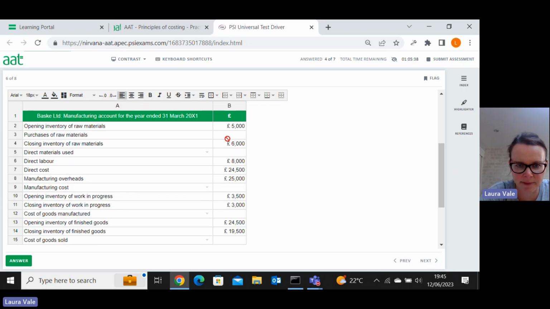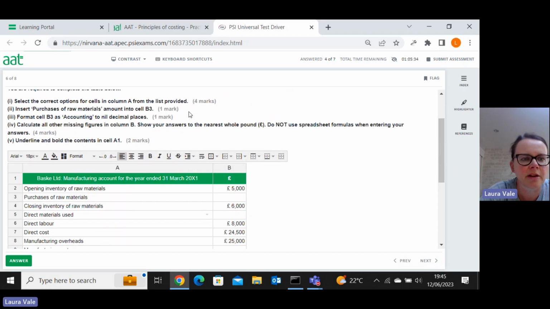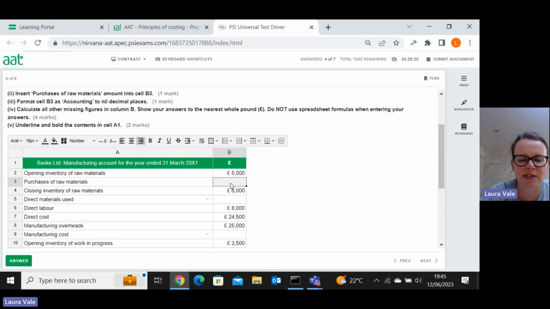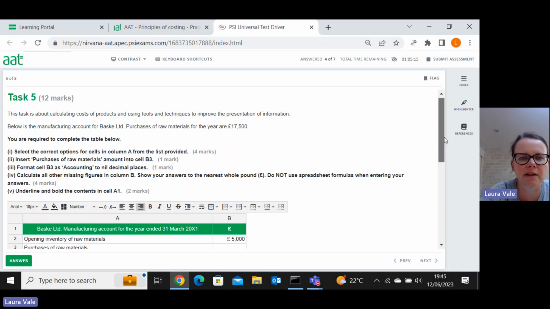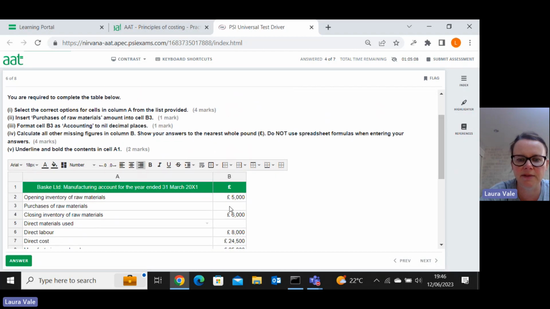Right, so let's fill it in. So what's it actually asking us to do? I forgot we're doing it as a spreadsheet. So I've done that. Insert purchases of raw materials amount into cell B3. So it would appear that I've literally just got to work it out on my calculator and type it in. Purchases of raw materials is 17,500. It tells me in the question. So I'm going to type 17,500 in here, press enter.